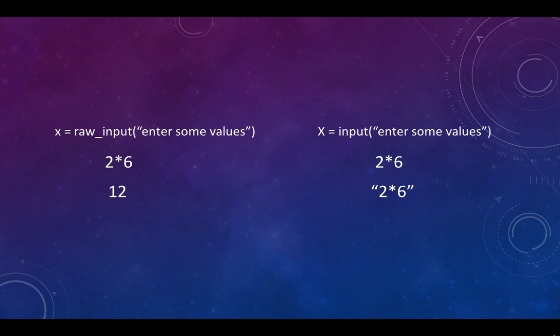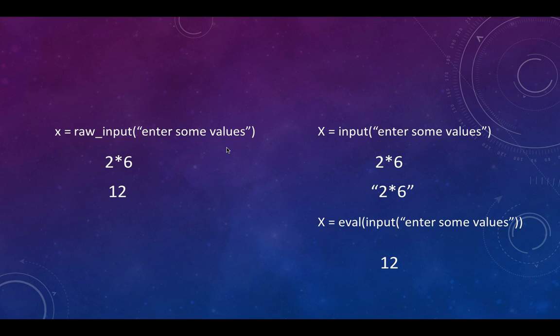So how do we get the evaluated value in Python 3? For that we have to use an expression, or we can say a function, which is eval. When we write eval before the input, it will return an evaluated value in Python 3, which is equal to 12. So this is the main difference between Python 2 and Python 3, which is the evaluated expression.